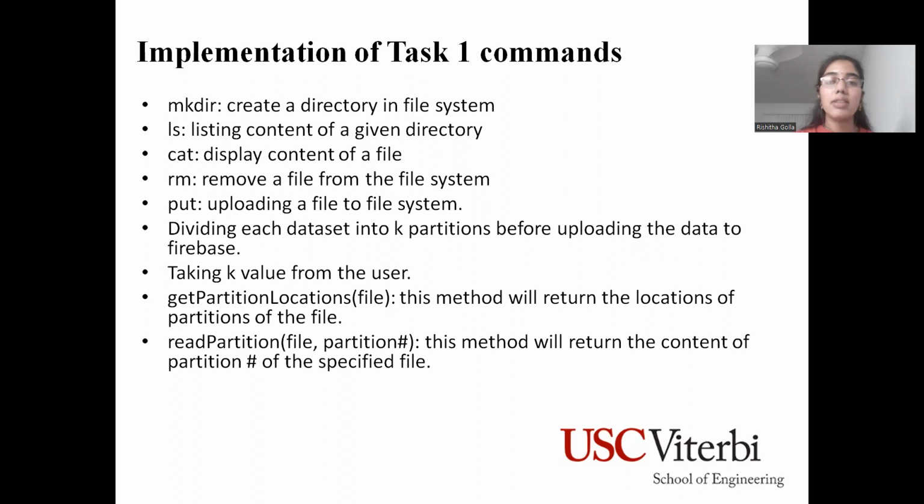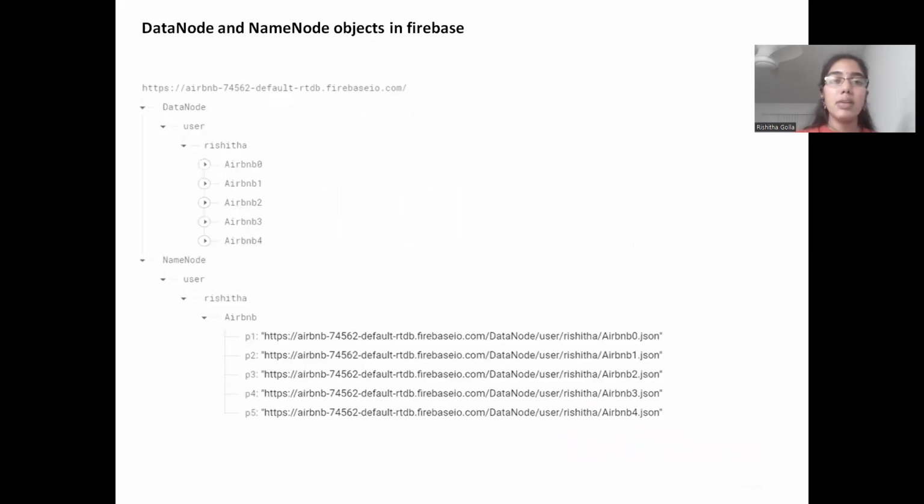So I'm allowing the user to give the input: how many partitions the user wants for this dataset. And I'm also defining methods like get partition locations, which will return the locations of partitions of the file, and read partition, which will return the content of partitions of the specified file. And this is how data node and name node objects will look after uploading the Airbnb dataset into Firebase.